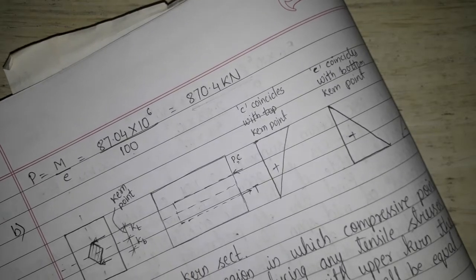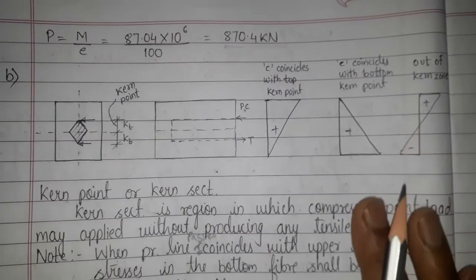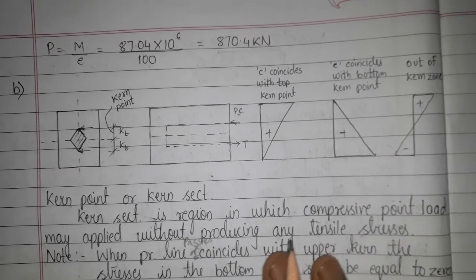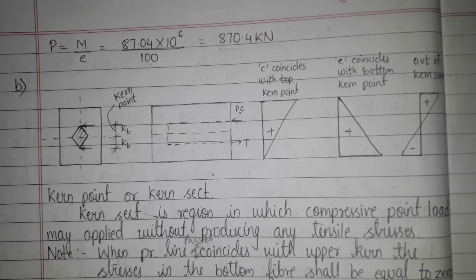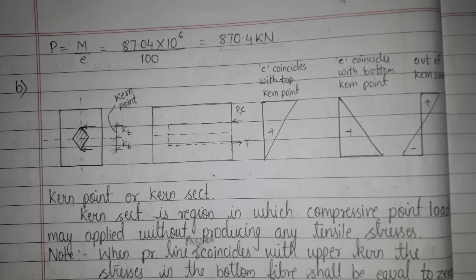After that, what they asked: if the pressure line is passing through the upper kern point, then what should be the pressurizing force required. Now the important thing here is you have to understand what a kern point is, and what will happen if the pressure line is passing through the upper kern point and the lower kern point.